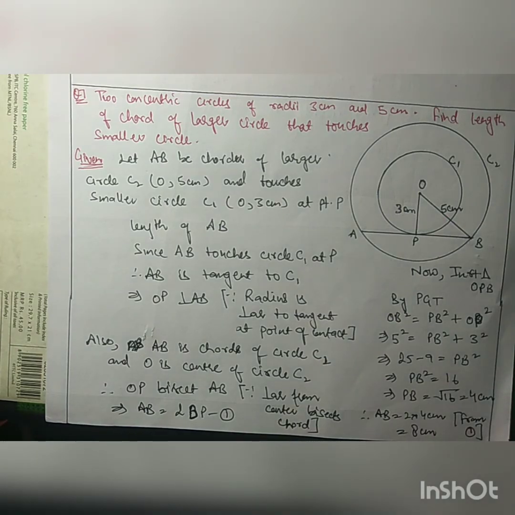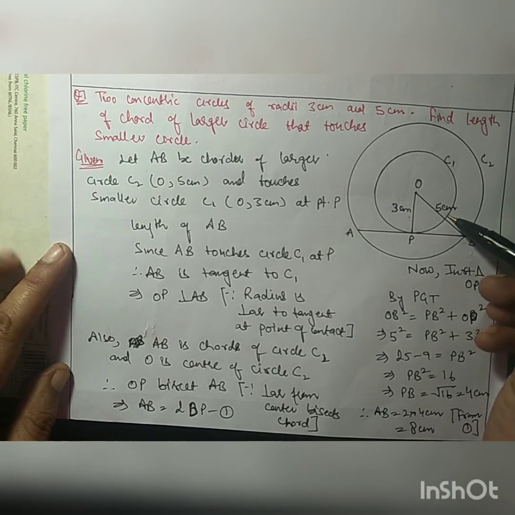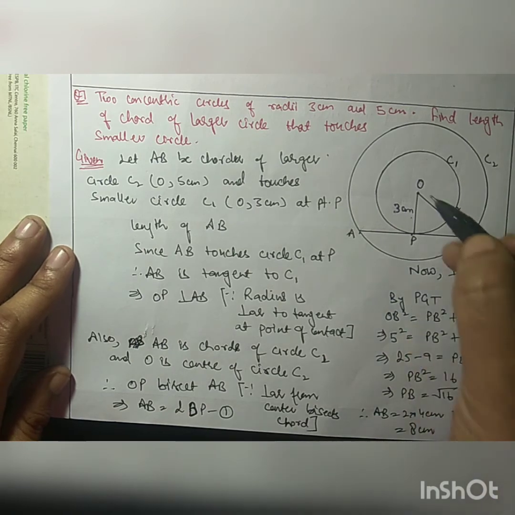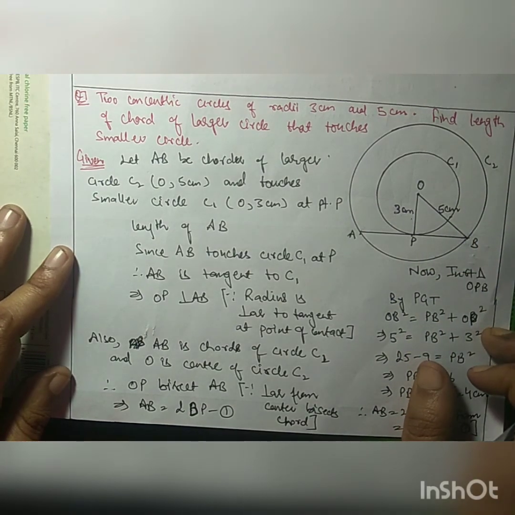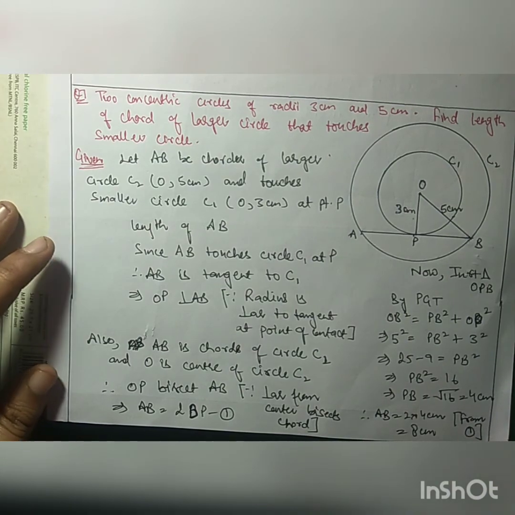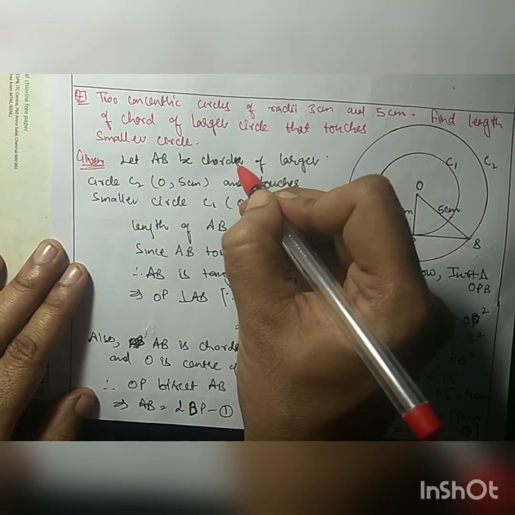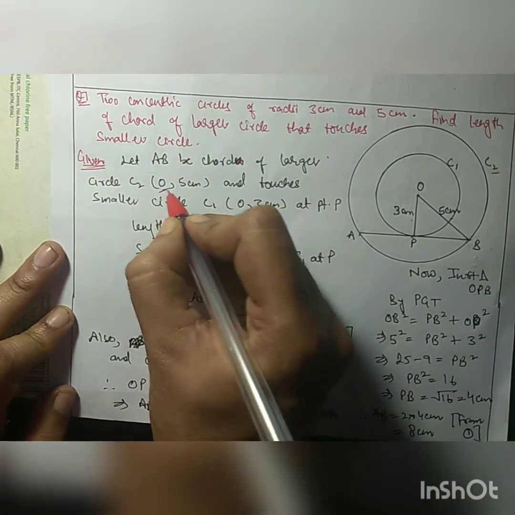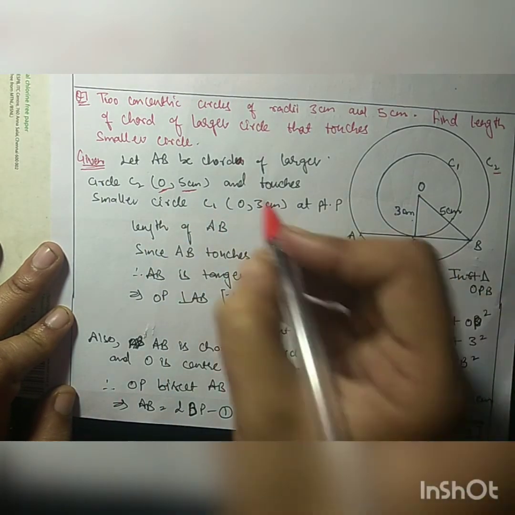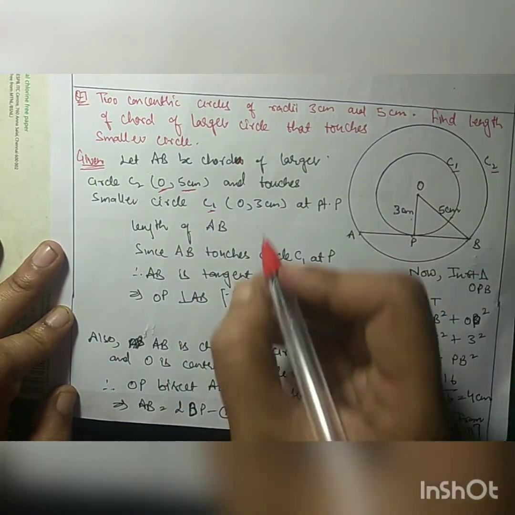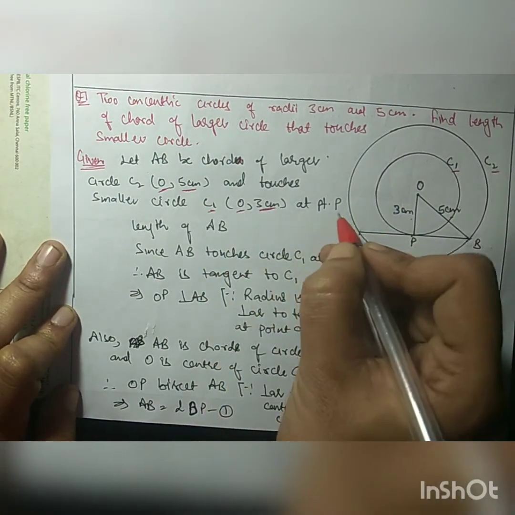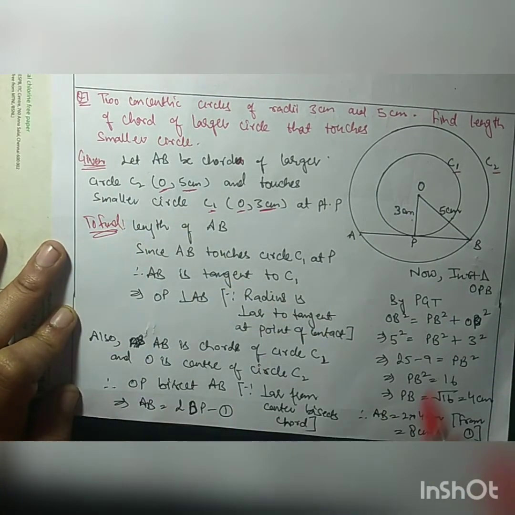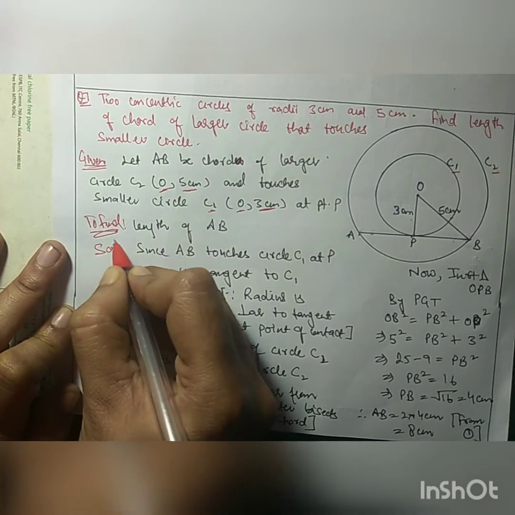Here two concentric circles of radius 3 centimeter and 5 centimeter are given. We have to find the length of the chord of the larger circle, suppose AB, touching the smaller circle at a point P. So let AB be the chord of the larger circle C2, with the center O and radius 5 centimeter, and it touches the smaller circle C1, with the center O and radius 3 centimeter at the point P. What we have to find here is the length of the chord AB. So let's come to the solution.